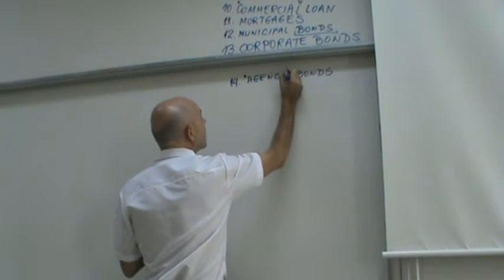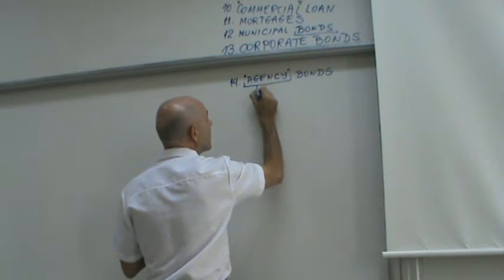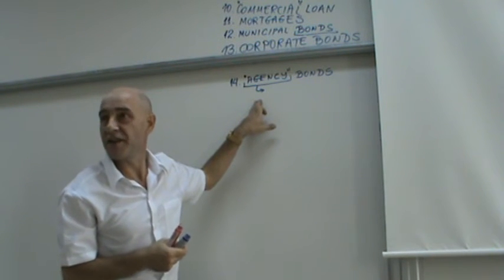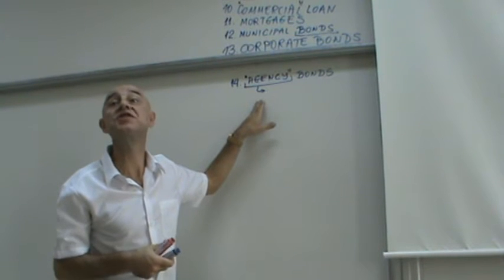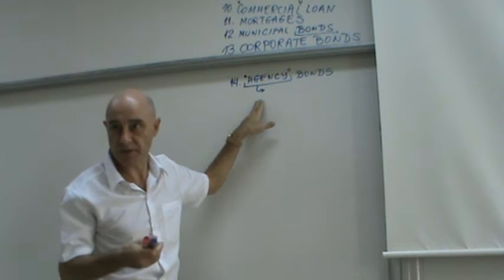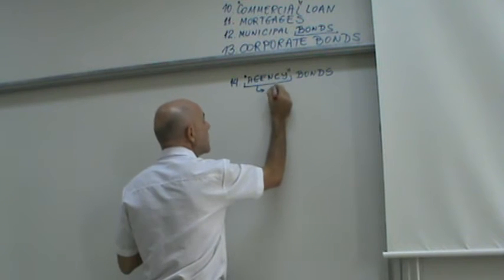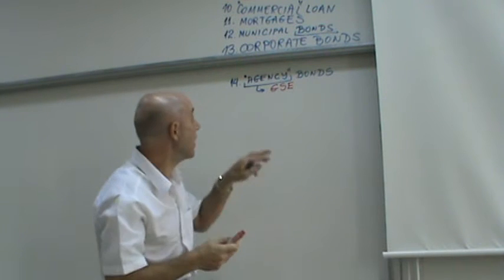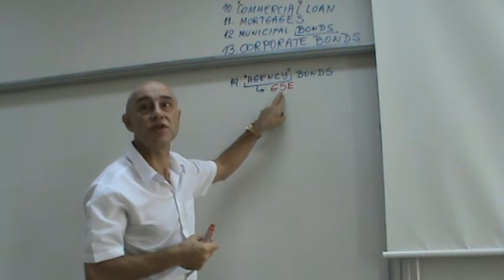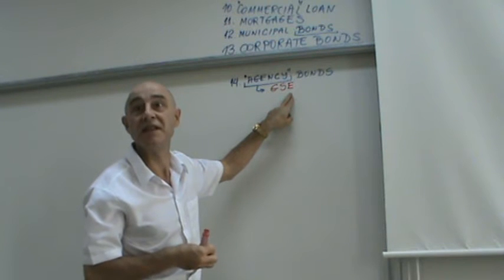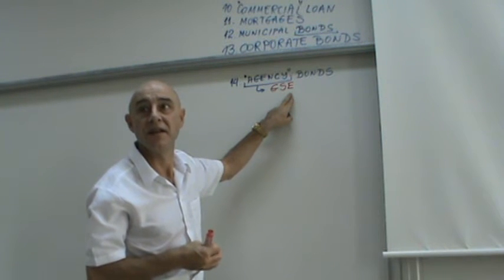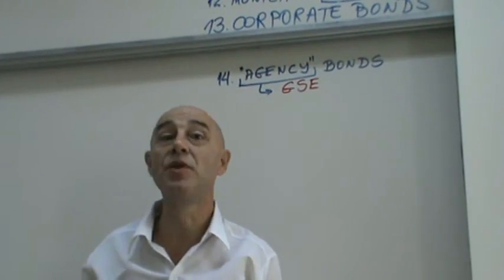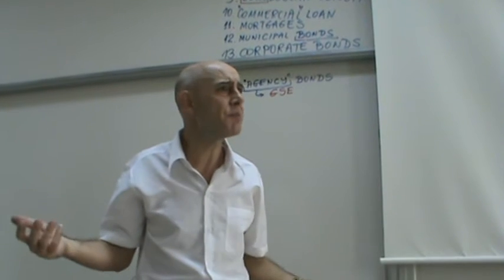Agency means that it's not owned by the government, but is somehow sponsored by the government. It is known in short as GSE, standing for Government Sponsored Entity. Government Sponsored Entity. And I'll provide some examples. A government-sponsored entity, for example, the US government and many governments around the world.